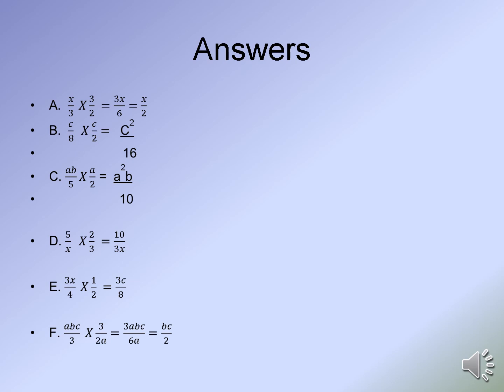The answer is c squared over 16. And the question was c over 8 times c over 12. C times c is c squared. 8 times 2 is 16. And similarly on the next one, ab times a, we have an a and we have another a, so that's a squared. We've nothing to multiply b with, so it's a squared b over 5 times 2, which is 10. Okay, I think the others are straightforward.